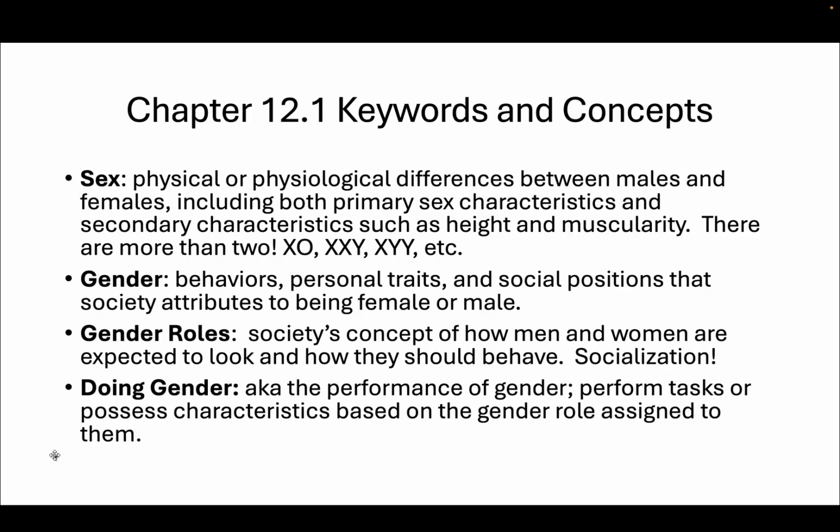Those really visible things. Whereas gender is a whole bunch of other stuff. Gender is behaviors, personal traits, social positions that we attribute to being female or male. So if you think about it this way, there's nothing in biological wiring that makes women prefer pink to blue, right? That's silly. There's nothing in our genetics that's going to do that, right? But for some reason, society has associated that color with one sex and not the other. So that's when we're talking about gender, right? It's the social things, the things that we make up about the sex roles, which goes into gender roles.